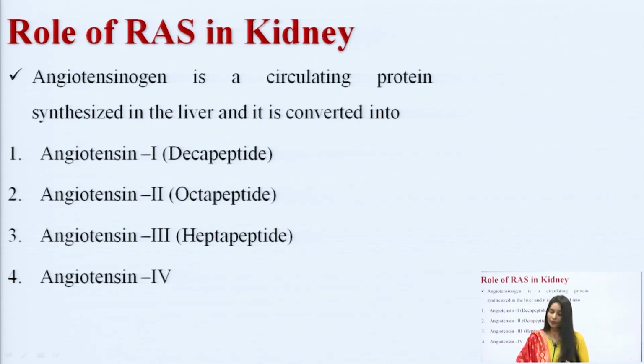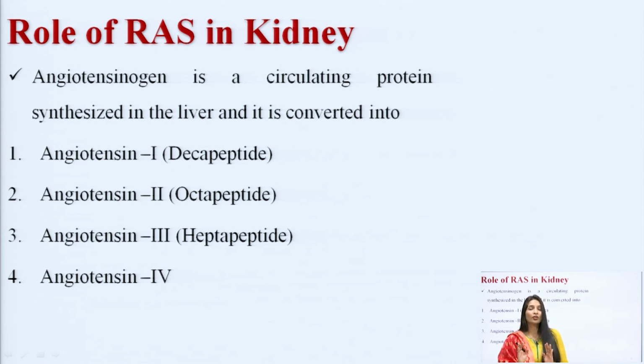Okay. If I am talking about the renin angiotensin aldosterone system, here we have four important angiotensins which are named angiotensin 1, angiotensin 2, angiotensin 3 and angiotensin 4. So what are all these? These are all peptides. From where have they been synthesized? They have been synthesized from angiotensinogen. And where will angiotensinogen be synthesized? Angiotensinogen will be synthesized in the liver.